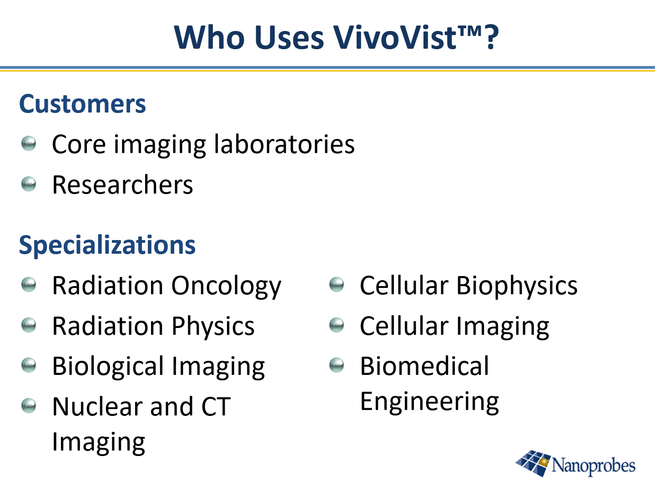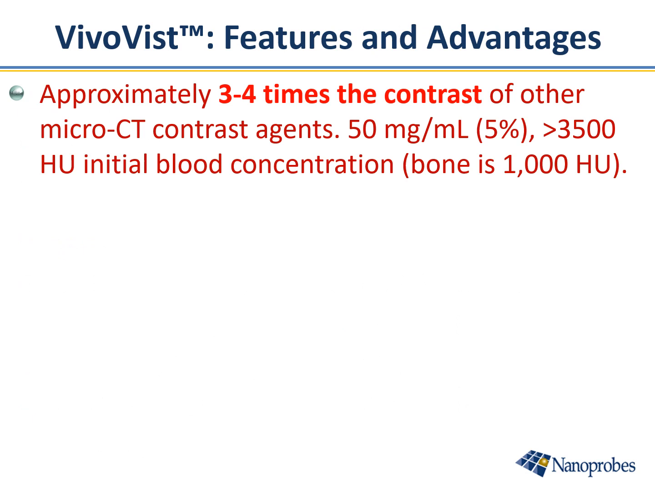Who would use VivoVist? Mostly core imaging laboratories and individual researchers in any of the fields that we've discussed. That would include radiation oncology, radiation physics, any kind of biological imaging, nuclear and CT imaging, cellular biophysics, cellular imaging, and biomedical engineering. So a wide range of customers.